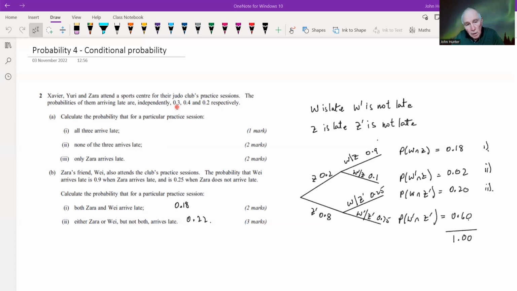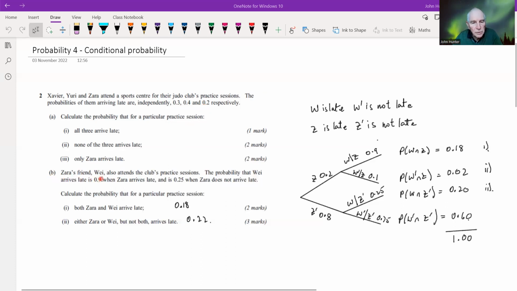And then only Zara arrives late. In which case, what we're interested in is the 0.7 for Xavier not arriving late, 0.6 for Yuri, and 0.2 for Zara. So multiply those three together, and we get the solution to part 3. Anyway, on to part B.